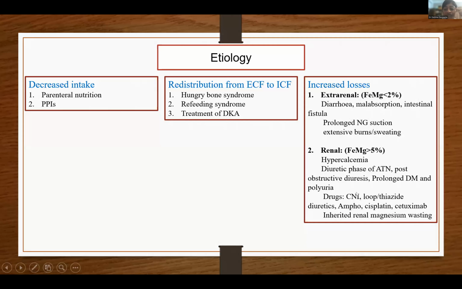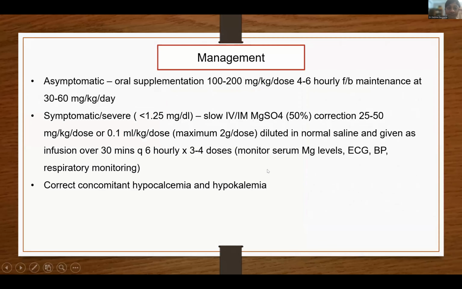These are very notorious for causing hypomagnesemia. And there is a whole bunch of inherited renal magnesium wasting disorders, which we are not going to discuss here. They can also result in hypomagnesemia. So how do you treat hypomagnesemia?